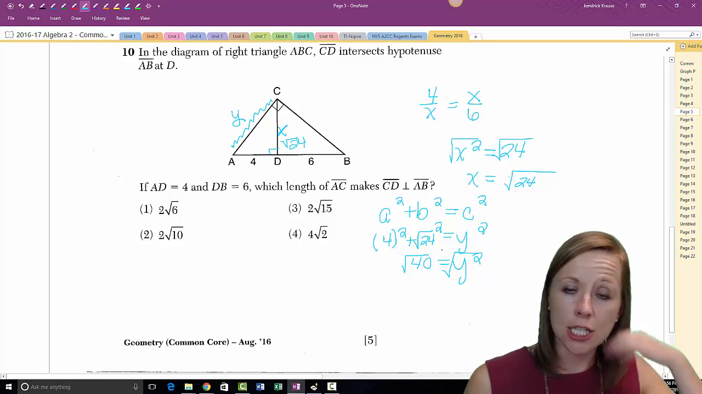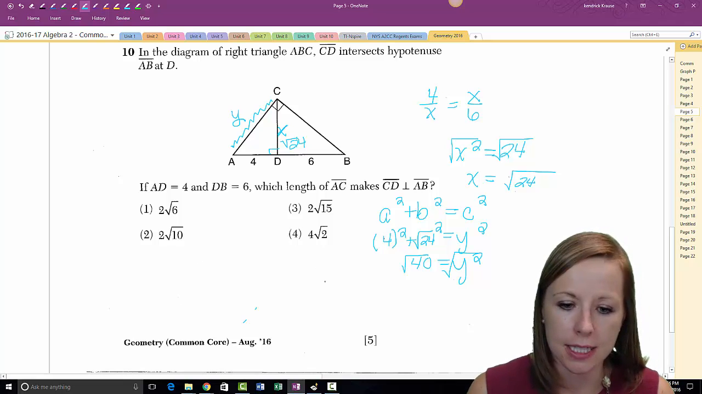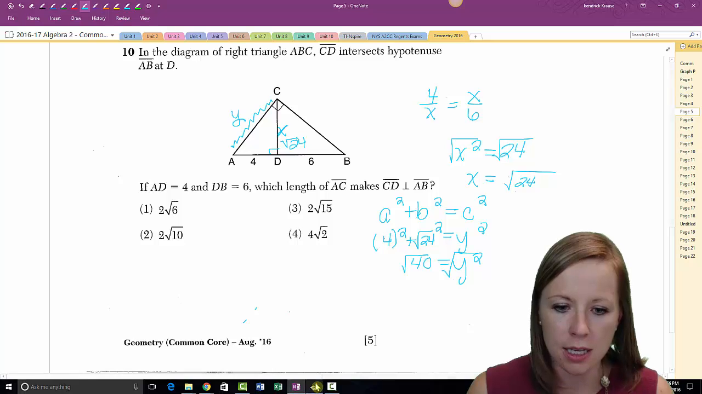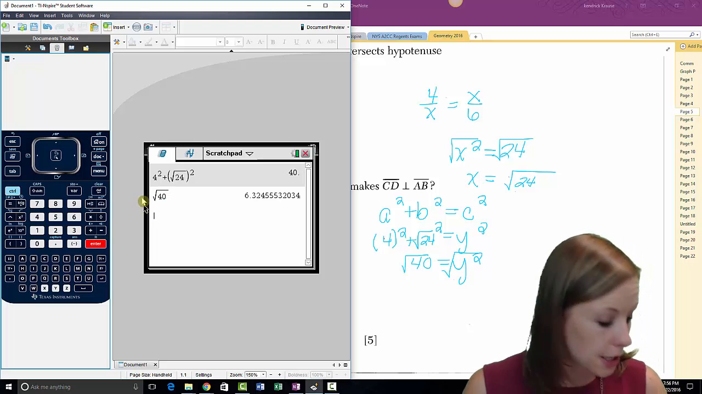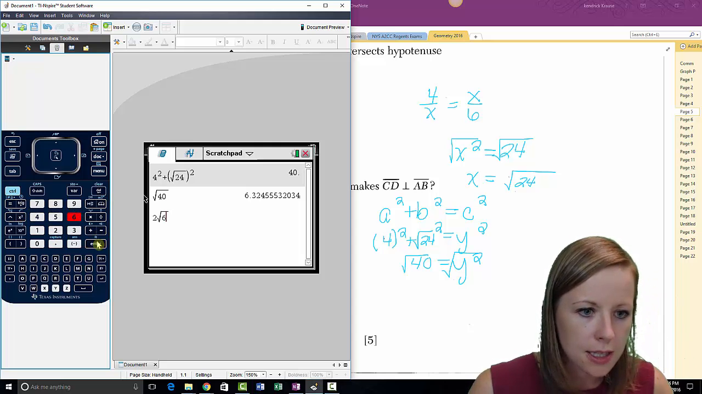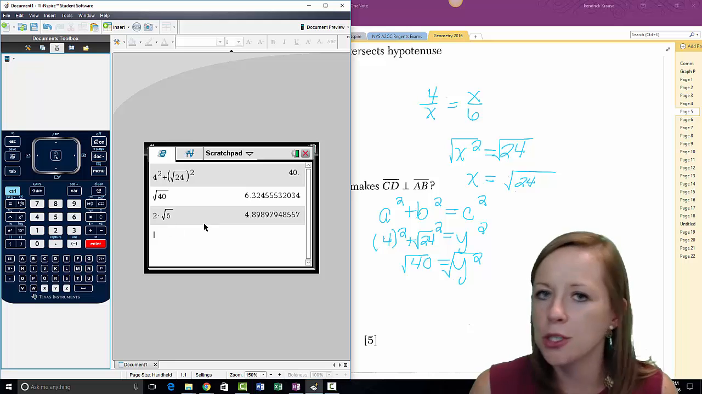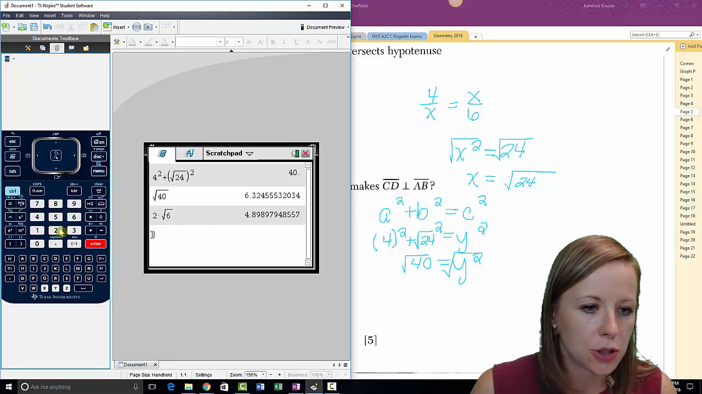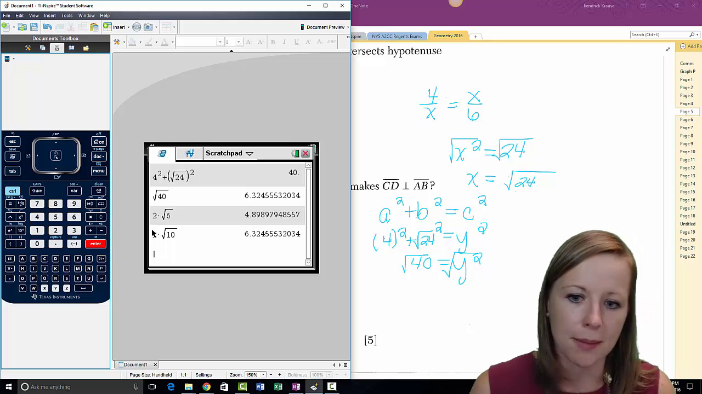So right now I'm going to teach you something, but if you are in the middle of the test, you are welcome to go to your calculator and say, okay, square root of 40 is what? And then you are welcome to plug in the choices. So if I do 2 square roots of 6, I can see that 6.32 blah blah is different than 4.89. So it can't be 2 rad 6, okay? But if I did 2 square roots of 10, it will give me 6.32 blah, blah, blah, and then I know they match. So then I'm finding my right answer.